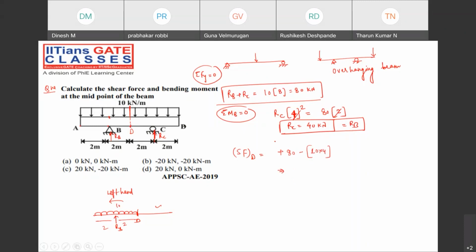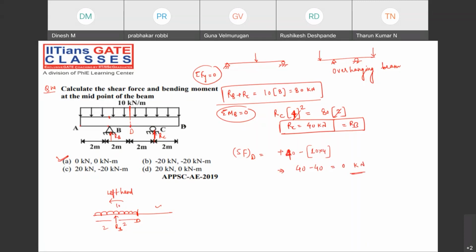RB is 8. RB is what? 40, right? RB is 40. 40 minus 40, what will be the answer? 0 kilonewton, right? So the very first option that you are getting, what? Directly A option. Do not calculate bending moment. Do not calculate the bending moment.